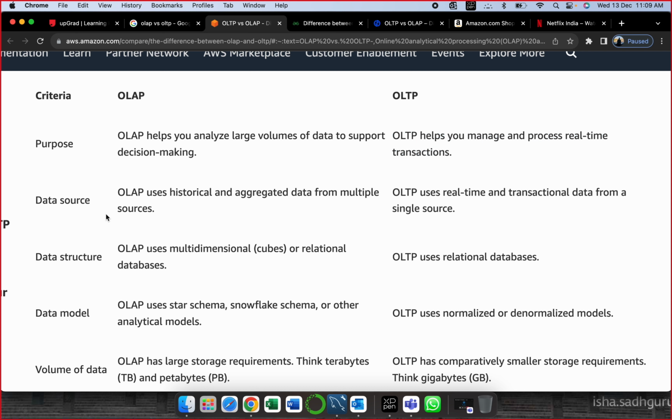Now, data source. OLAP uses the historical and aggregated data from multiple sources. That's what I told you just right now. And OLTP uses real time and transactional data from a single source. So from a data warehouse, if data is coming on a real time basis, see, a data warehouse is something that is continuously being fed with data. So a recent data, the dynamic data or the real time data, is like what we are talking about right now, a real time discussion that we are having.